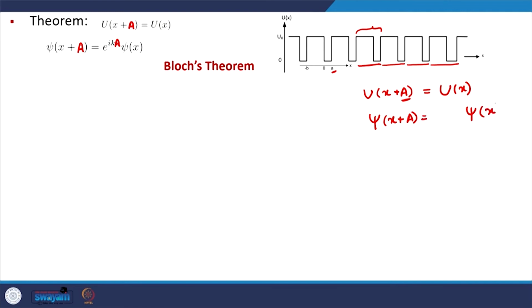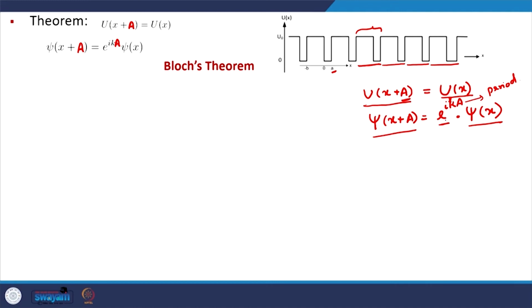ψ(x+a) would be ψ(x) times exponential i k a, where a is the period of the crystal. So, in simple words, it can be understood that if the potential is periodic, the wave function of the system will also be periodic, but modulated by an exponential.